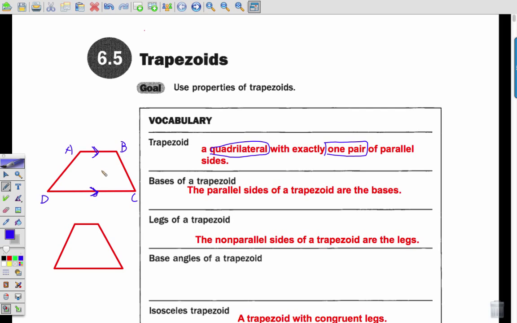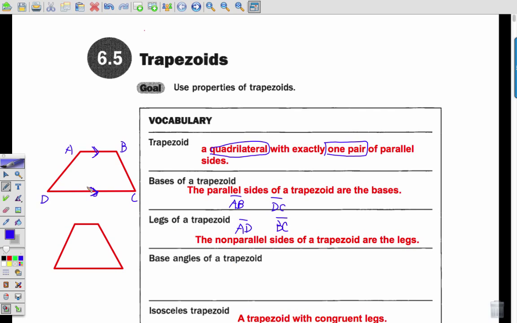And the parallel sides of the trapezoid are called bases. So that's a base, that's a base. And the legs of a trapezoid are the non-parallel sides. So for bases, we would have AB as our base and DC as our base. And for the legs, in this case, we would have AD and BC because they're not parallel, right?